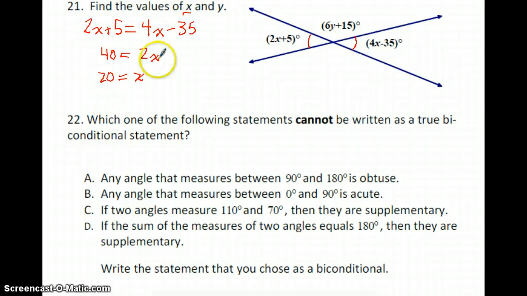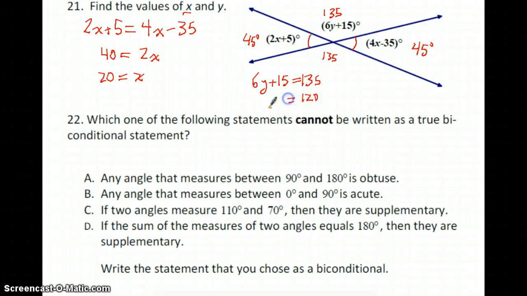I just need to find y now. Well, if x is 20, I know that this is 45 degrees. 2 times 20 plus 5, or 4 times 20 minus 35. That's also 45. That's a nice check that my x must be right, because that makes these both 45. Well, if these are 45, I know these are 135, because along the line it's 180, so these are 135, including 6y plus 15. 6y plus 15 is 135. I can solve that for y, and I get, guess what, again, y equals 20. It's kind of strange that they're both 20, but I found them both.